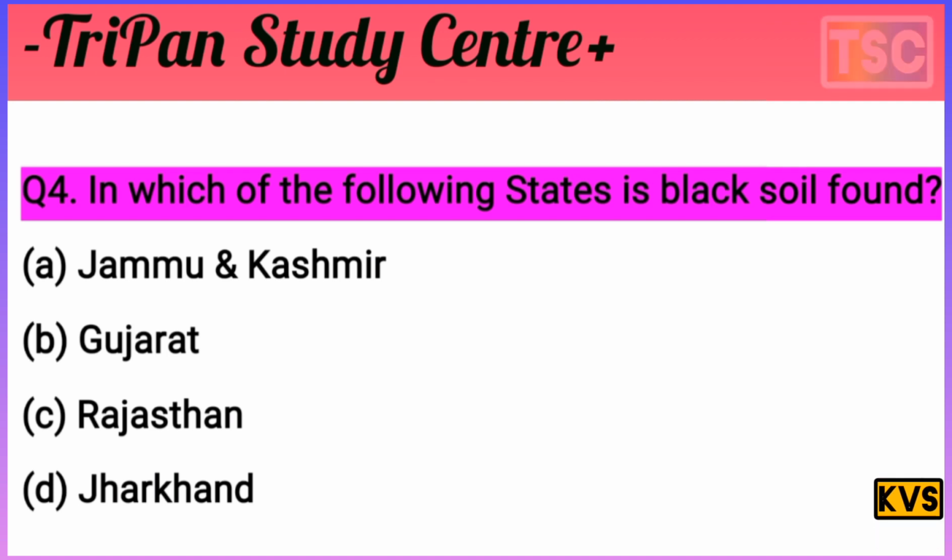That's important. First of all, test your knowledge. I'm giving you a few seconds. You must have thought of your answer. Let's see our answer. In which of the following states is black soil found? Black soil is not found in Jammu and Kashmir. Rajasthan is a desert area. Jharkhand also does not have black soil. But Gujarat is the most important black soil area, because most of the area there has black soil. That's the important answer to this question.